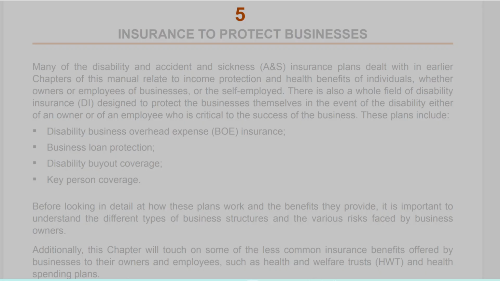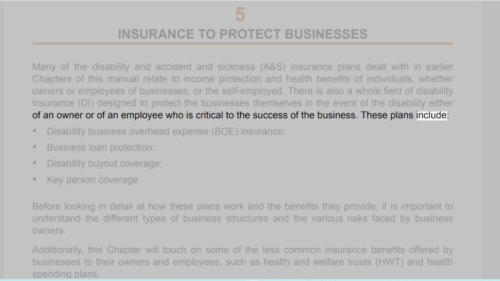5. Insurance to protect businesses. Many of the disability and accident and sickness (A&S) insurance plans dealt with in earlier chapters of this manual relate to income protection and health benefits of individuals, whether owners or employees of businesses, or the self-employed. There is also a whole field of disability insurance (DI), designed to protect the businesses themselves in the event of the disability either of an owner or of an employee who is critical to the success of the business.